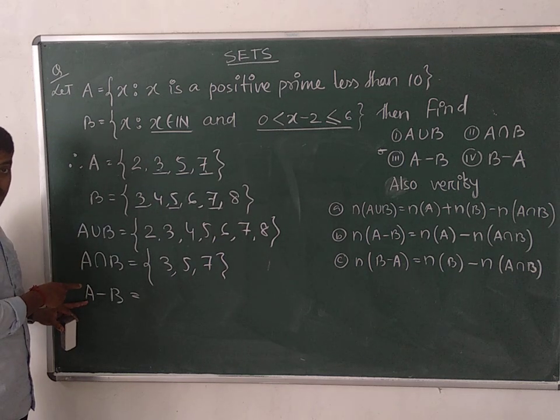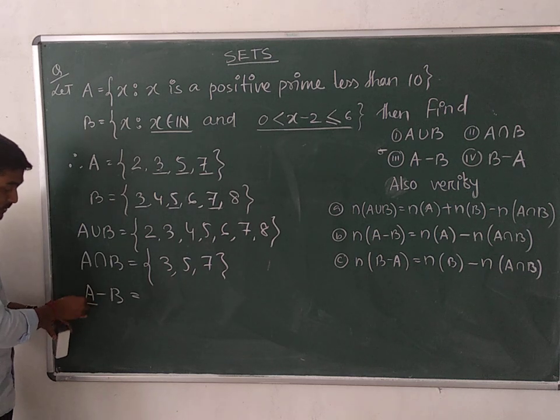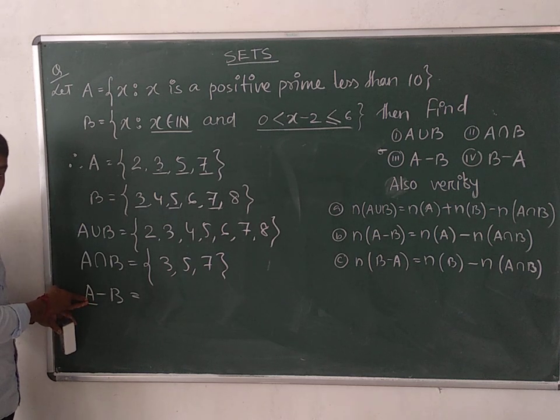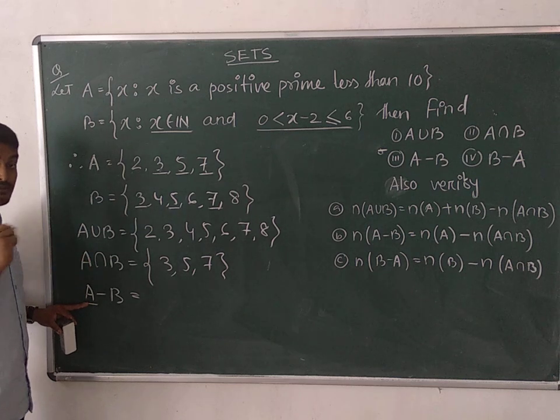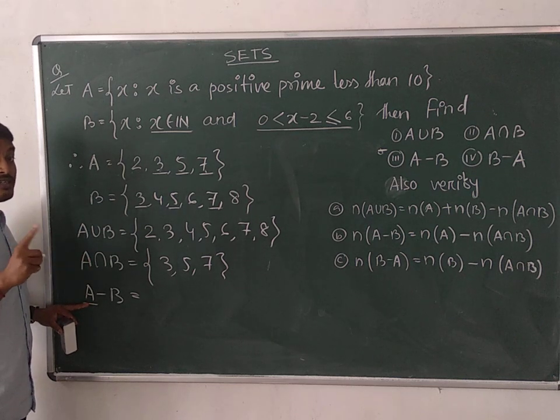You have to give the importance to set A, so consider the elements which are only in A. You are not supposed to consider all those elements which are there in B also.